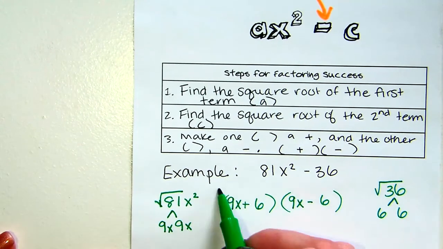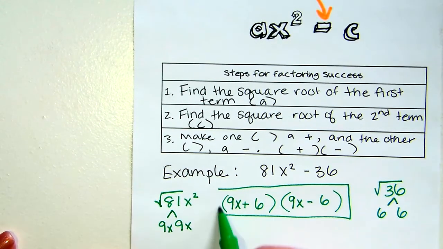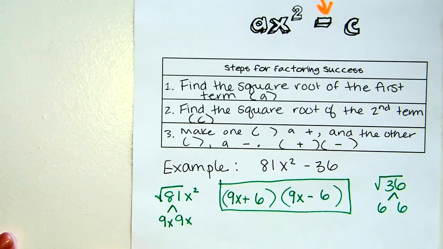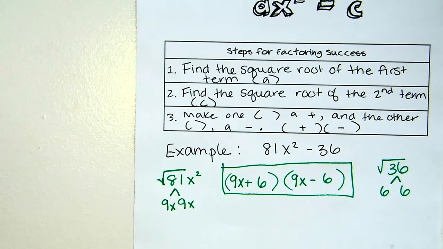This would end up being my final answer. 9x plus 6 and 9x minus 6. Those are in our parentheses. Now, ultimately, we would need to check this.